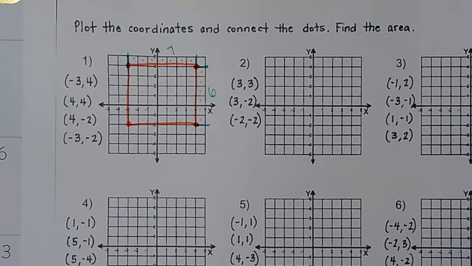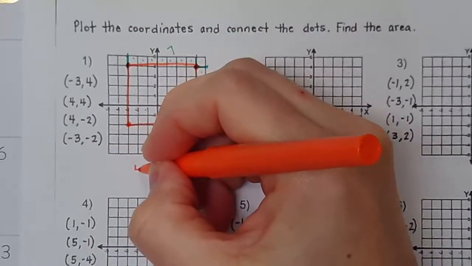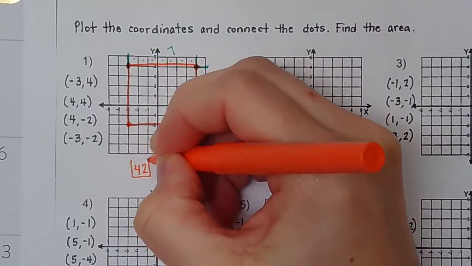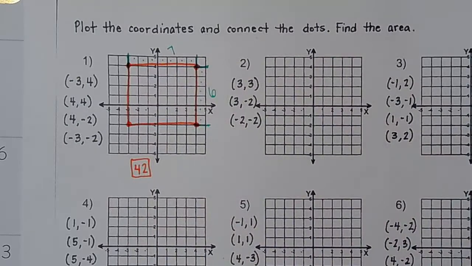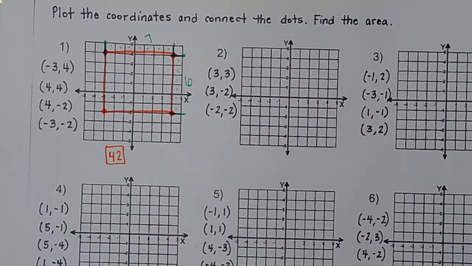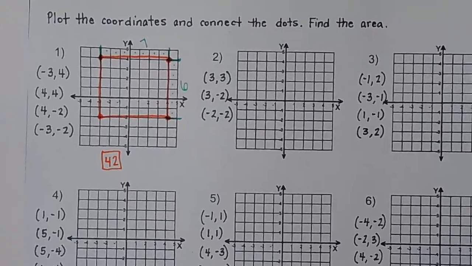So now if you remember the formula for area of a rectangle, it is length times width. So all I need to do is 7 times 6, and I get my answer of 42. Okay, that one was easy because it was a rectangle. You do have a couple parallelograms, trapezoids, triangles, so just be careful and remember those formulas.